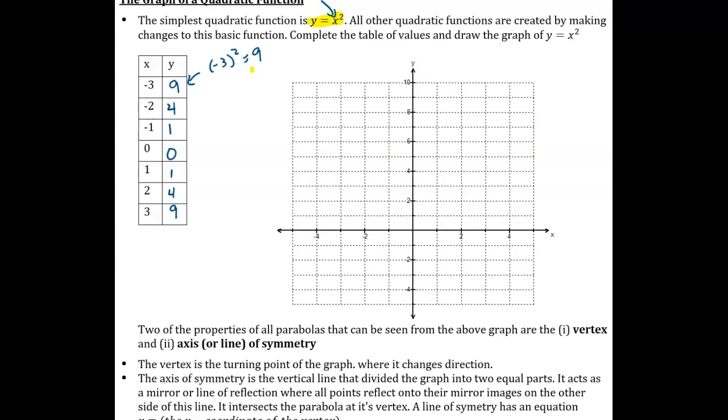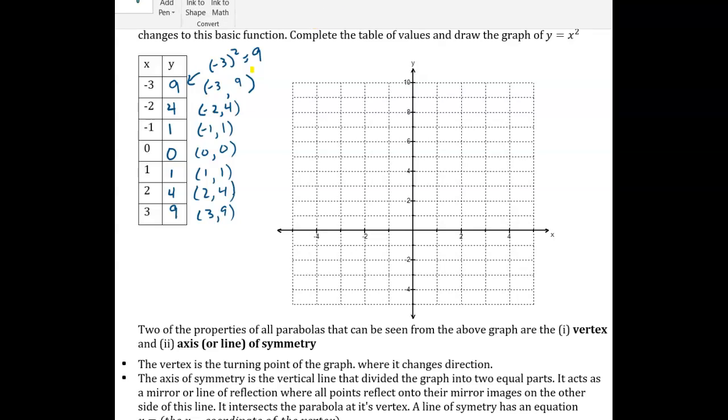So let's plot these. So you now have ordered pairs. So we had mentioned that in the previous class. And an ordered pair is having an x value and a y value. So you always list your x value first. So -3, 9. -2, 4. -1, 1. 0, 0. We have 1 and 1, 2 and 4, and 3 and 9.